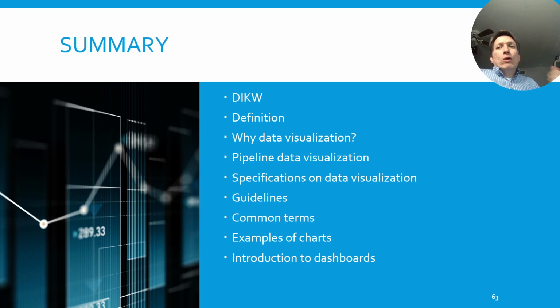Then in summary, we remembered a little bit about the data, information and knowledge cascade. We defined data visualization. We explained a little bit why this is important and how nowadays data is an asset. We introduced the pipeline and the different processes to build a visualization. We talked a little bit about how we specify a data visualization, especially mapping data to their marks. We provided some guidelines, especially understanding common terms, provided an example of some charting, and we introduced the concept of dashboard. Then I'm looking forward to the discussion, and thank you very much.